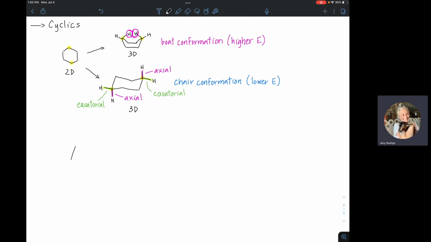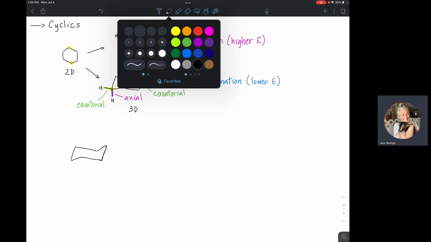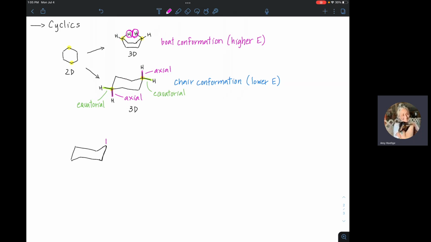So again, 2 parallel lines, long bonds, shorter bonds. Imagine these are connected. Get a little lazy with my chairs. All of these positions, so up, up, down. Don't forget about these. Those carbons are easy to miss. So any straight up or straight down, these are axial positions.